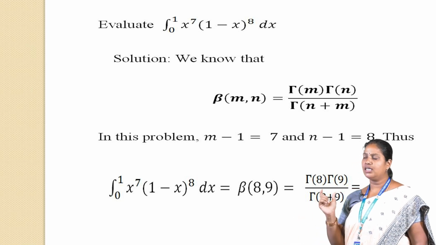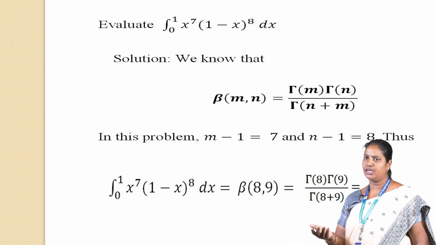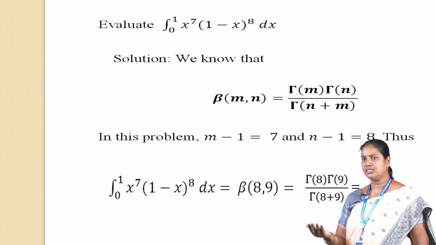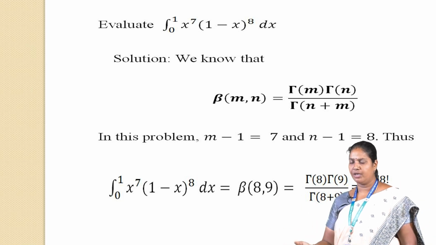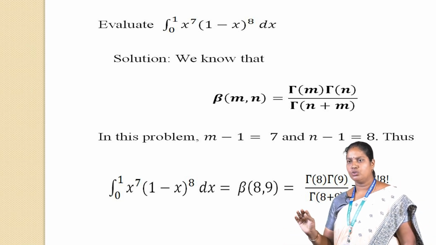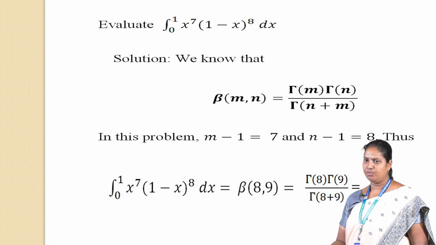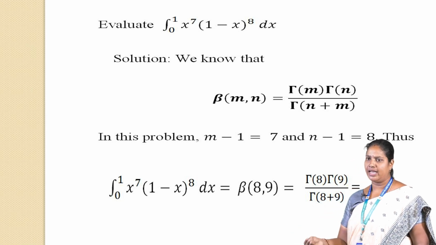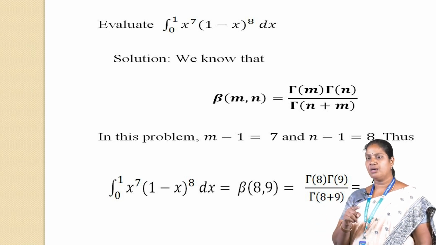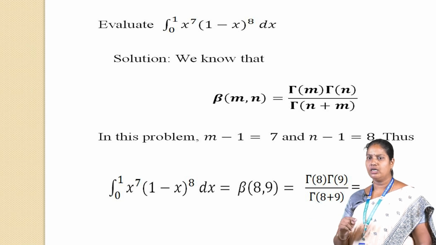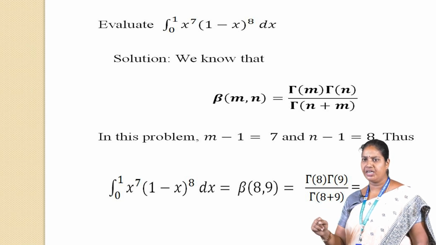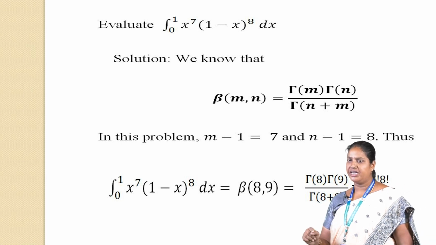So we know the relation between the beta and gamma functions. Once more, I am repeating the same relation: beta of m comma n is equal to gamma of m into gamma of n divided by gamma of m plus n. Thus the given integral is nothing but beta of 8 comma 9, because m minus 1 equals 7, so m is 7 plus 1, 8. n minus 1 equals 8, so n is 9. So this integral is nothing but beta of 8 comma 9.